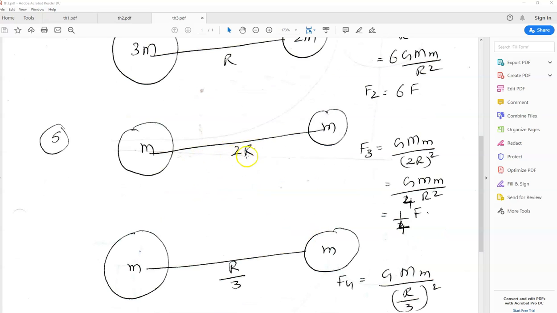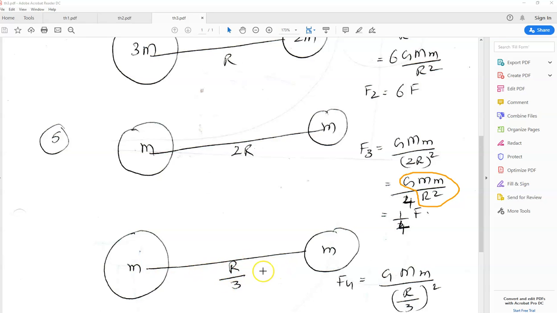Now here I have increased the distance, so the distance is now 2r. When you substitute this into the formula, you end up getting GMm/(2r)², that will be GMm/4r², and we know this is the original force F. Because of doubling the distance, the force is reduced to a quarter, so it's F/4.